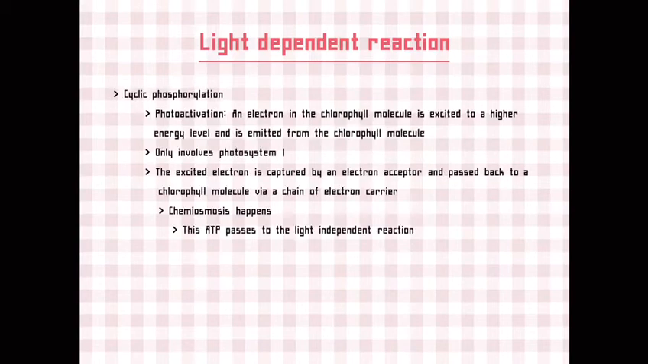Cyclic photophosphorylation only involves photosystem 1. When the light energy passes to primary pigments through photosystem 1, the excited electrons are emitted from the chlorophyll molecule, and this is called photoactivation. Then the excited electrons are captured by an electron acceptor and passed back to a chlorophyll molecule via a chain of electron carriers. ATP is made here and passes to the light-independent reaction.